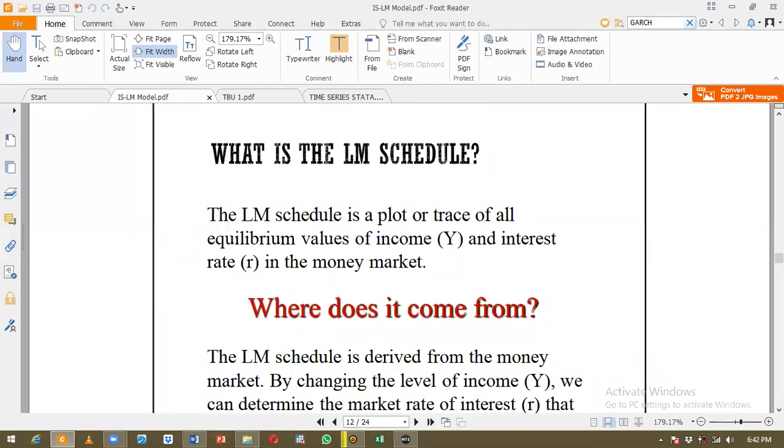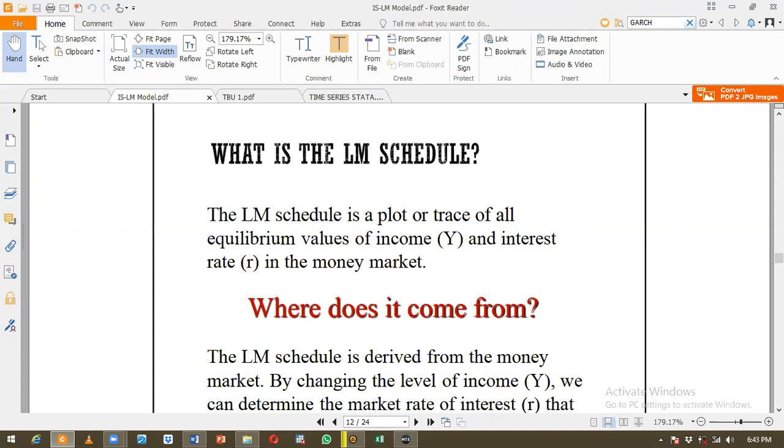Okay, so for the LM curve, we are just talking about the locus of points of the various equilibrium levels of interest rate and income that ensures equilibrium in the money market. When we go to the money market, we have the equilibrium R and Y whenever money demand is equal to money supply. From the onset, we said that money supply is taken as exogenous because it is set by the central bank, so it is out of control of this model.